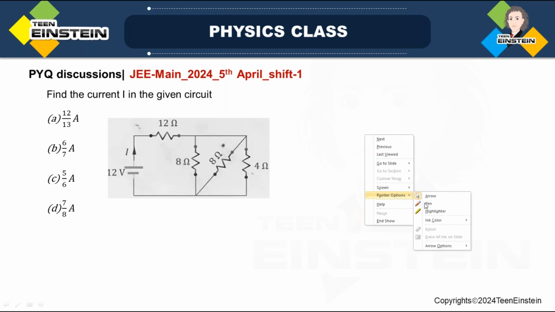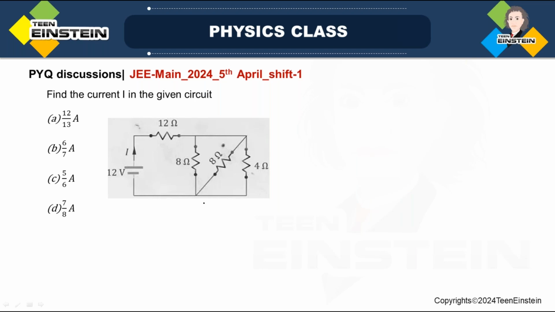Okay. So this is a very, very simple problem. Here you have to find the current I in the given circuit. That means the total current in the circuit. Look, if I draw the equivalent circuit diagram, then you will think how easy it was. See, this is 12 ohm. This is the battery, 12 volt battery, and this is the current I.